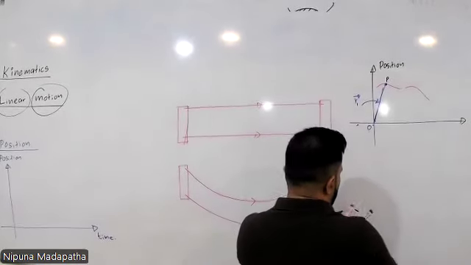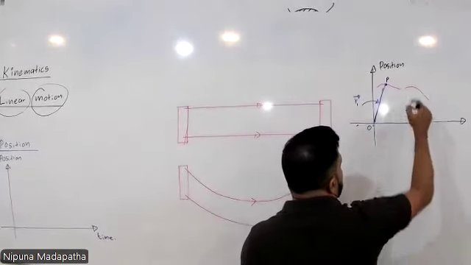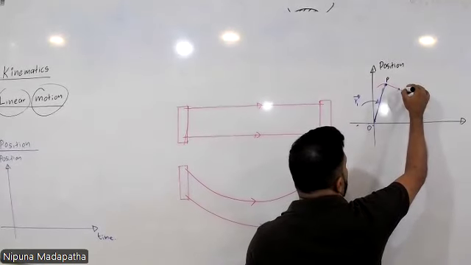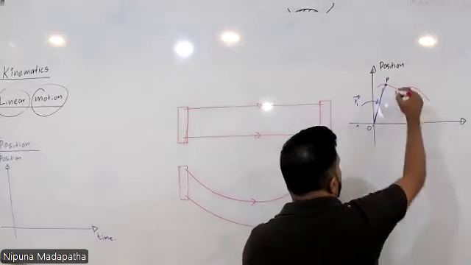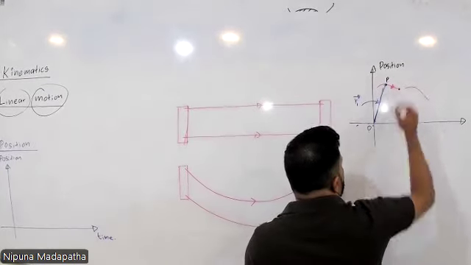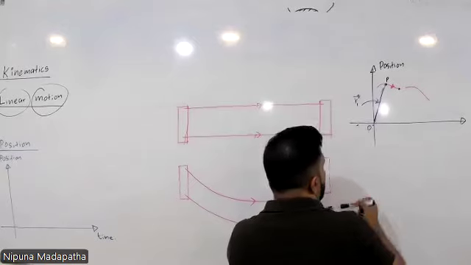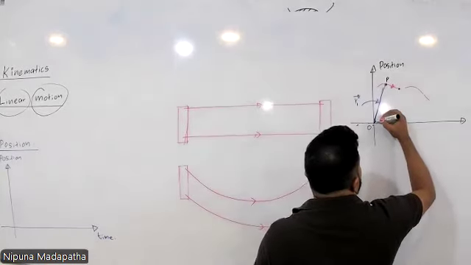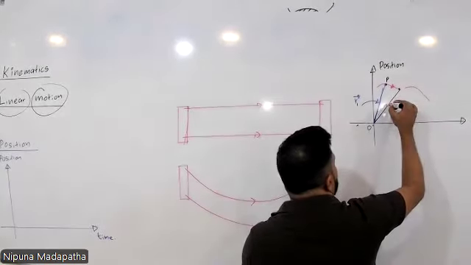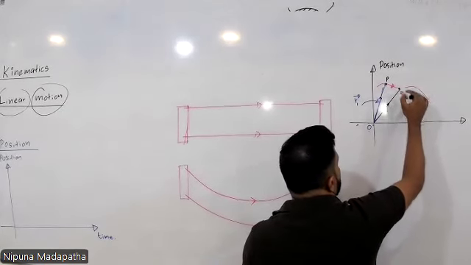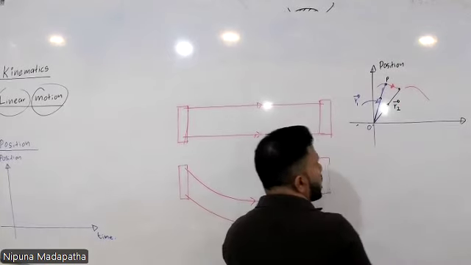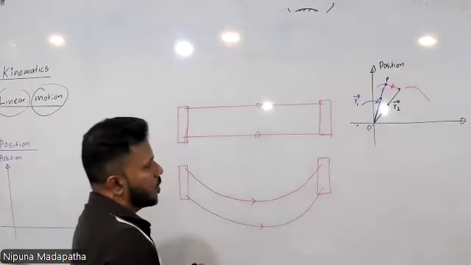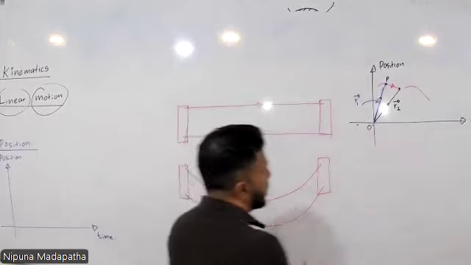Now, after some time, the particle P has come to this point. Now P is here. Now the position vector is this one. It is R2. Now the position vector has changed. It is R2.